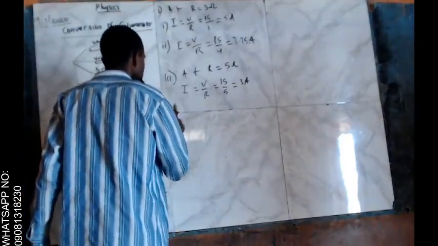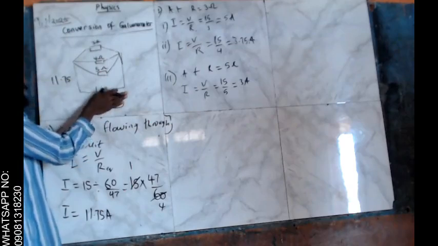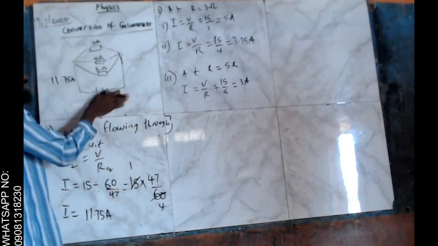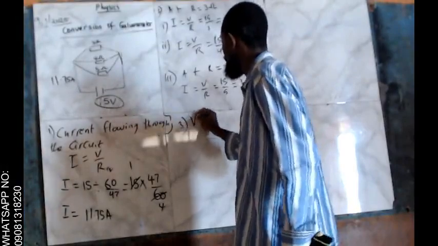Now, the third question: we cover this potential difference, and I'm asking what potential difference connected to these three resistors will give us this current of 11.75 ampere. What is the value of that potential difference? So we are looking for V.